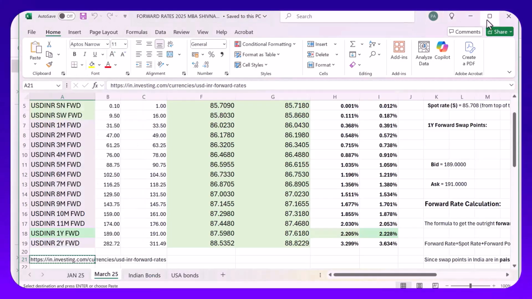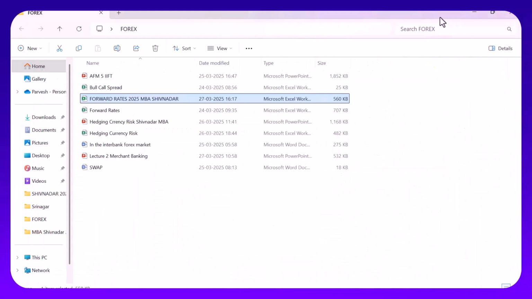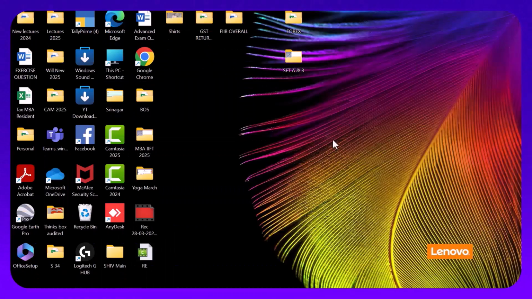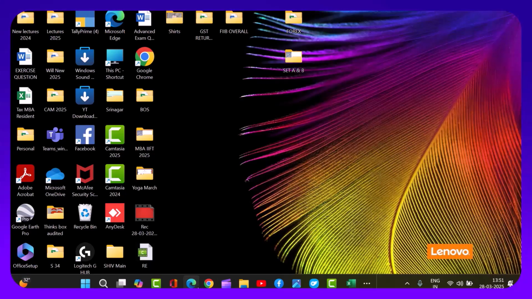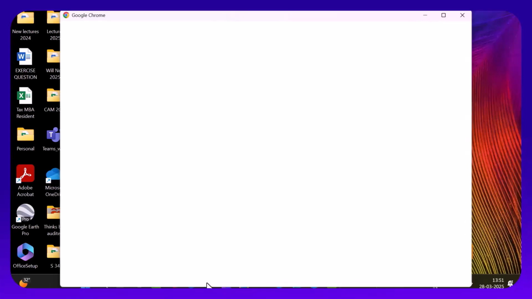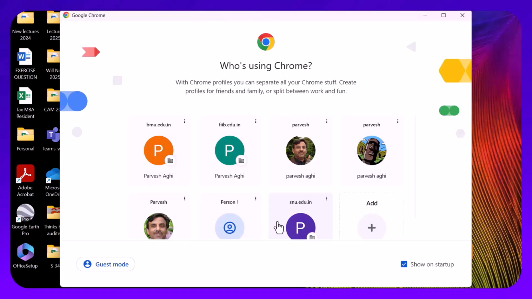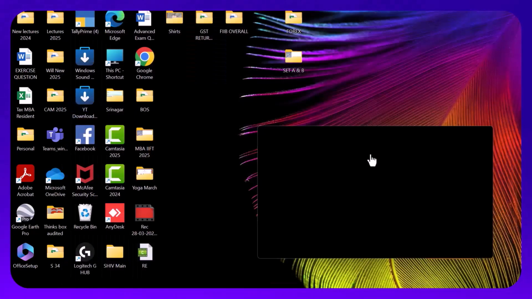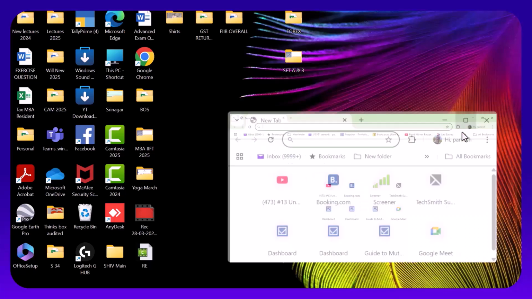Is that okay? So I'll just show you a site, okay, and then I'll show you an Excel sheet which I've just shared with you. So just open your WhatsApp and go to that site which I've shared.